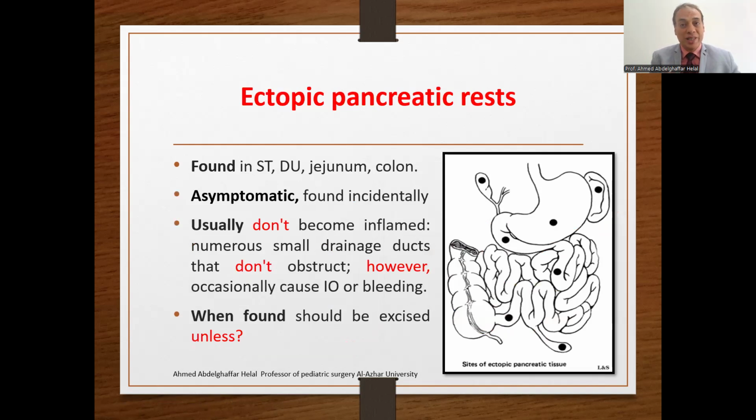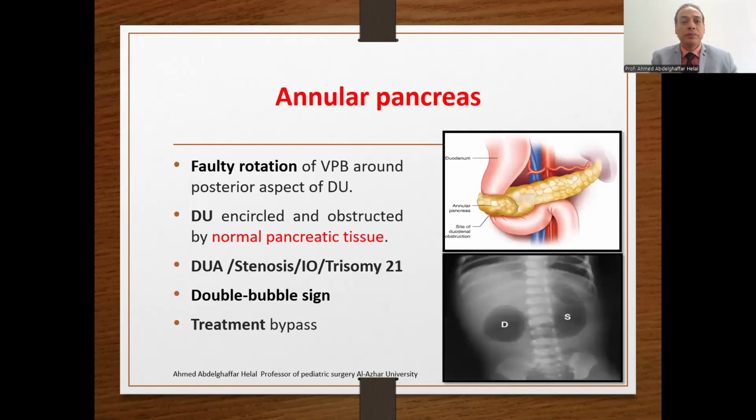Also, the second congenital anomaly is the ectopic pancreatic tissue. Ectopic pancreatic tissue may be found in the stomach, duodenum, jejunum, colon. It is usually asymptomatic and usually doesn't cause pancreatitis because it has multiple draining ducts. However, if found incidentally during exploration or laparoscopy, it should be excised for fear of complication. However, if this excision would carry significant comorbidity, it should be left.